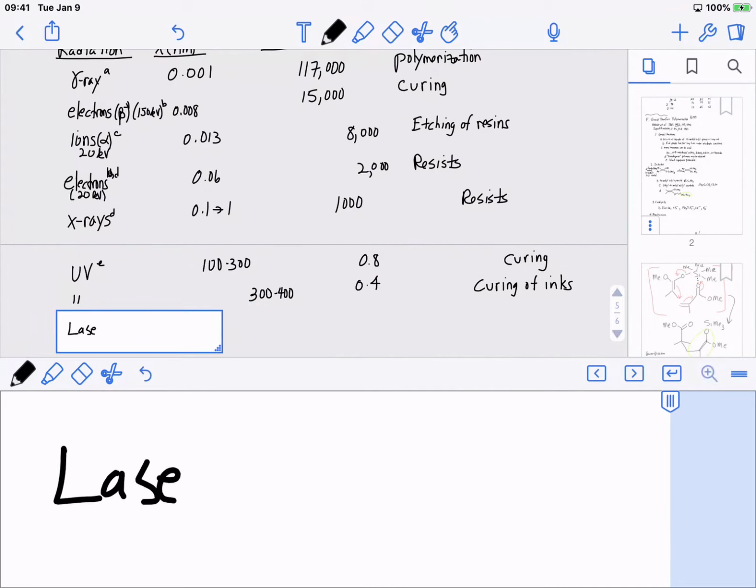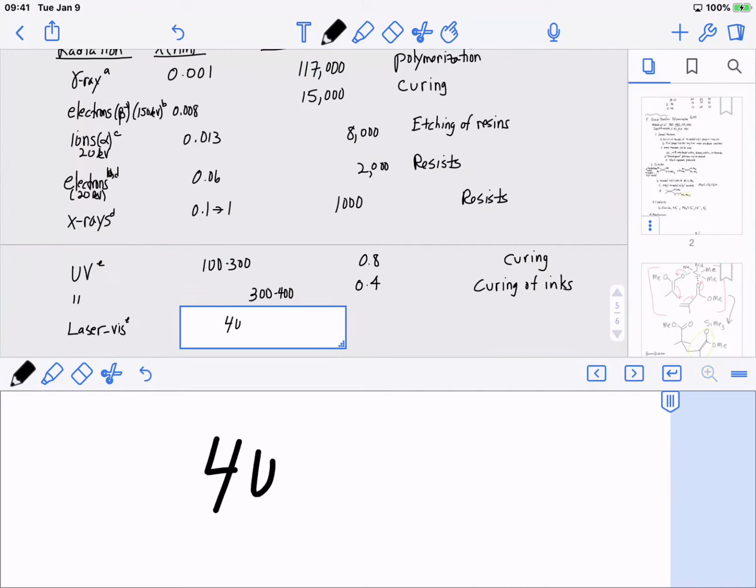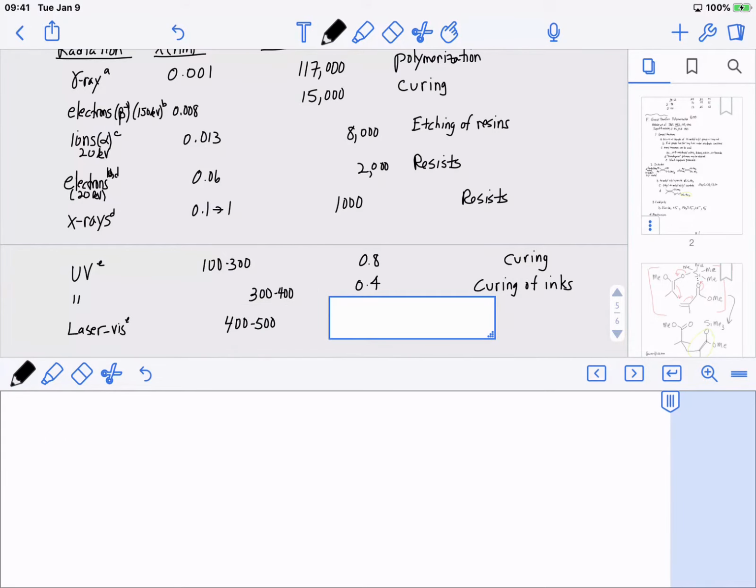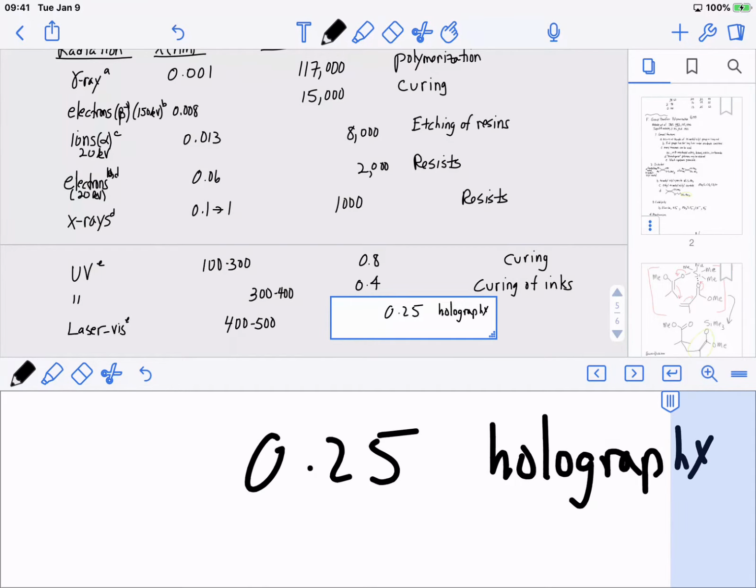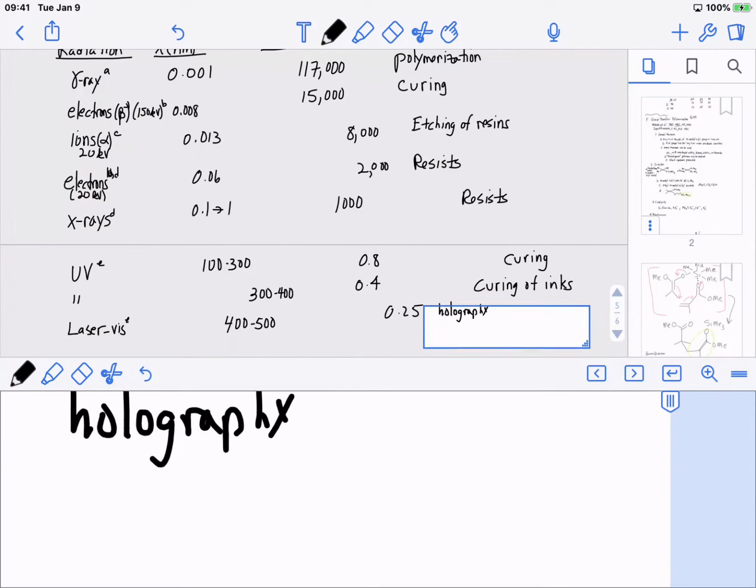You can use lasers. Most lasers we have, of course, are in the visible, so on the order of 400 to 500 nanometers. Now you're talking about 0.25. Holography and photoresist.